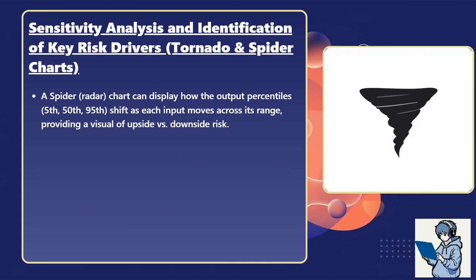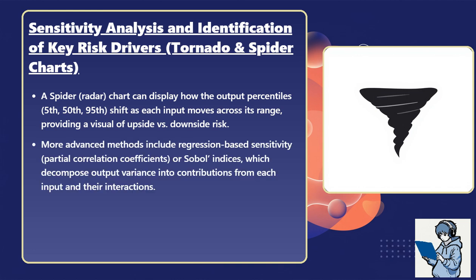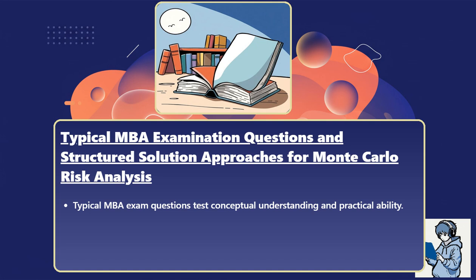A spider radar chart can display how the output percentiles, 5th, 50th, 95th, shift as each input moves across its range, providing a visual of upside versus downside risk. More advanced methods include regression-based sensitivity, partial correlation coefficients, or Sobol indices, which decompose output variance into contributions from each input and their interactions. Typical MBA exam questions test conceptual understanding and practical ability.